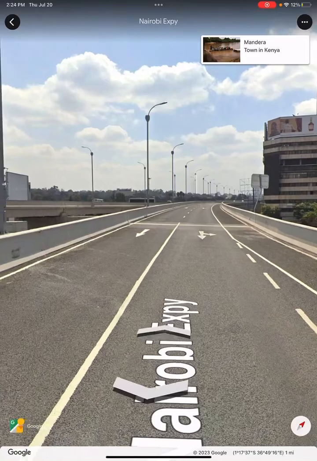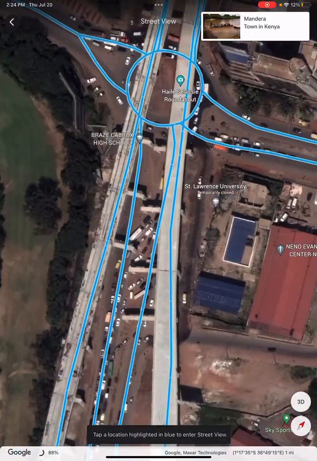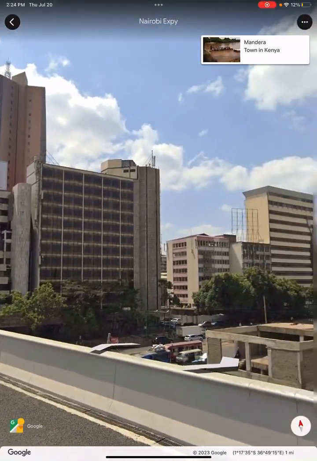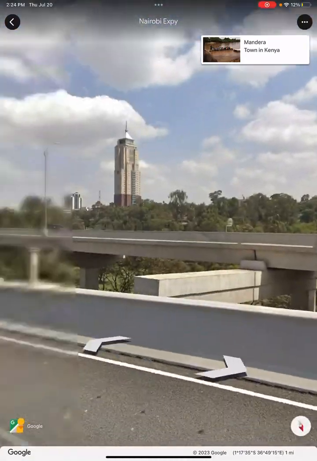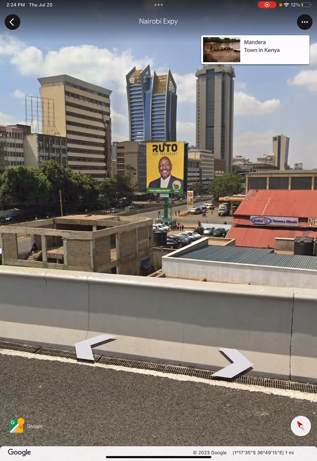We're in Nairobi. This is the main highway of Nairobi. Nairobi kind of looks like Addis Ababa if you really look at it, because all the buildings are kind of the same. And over there it says Ruto for president.